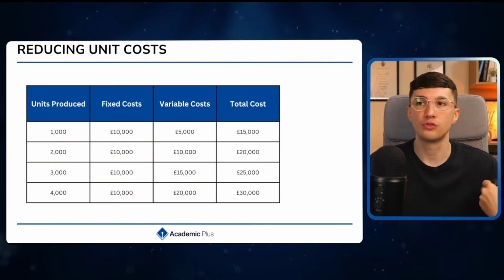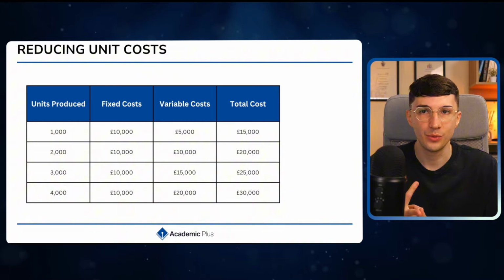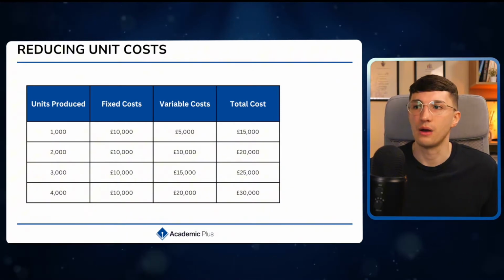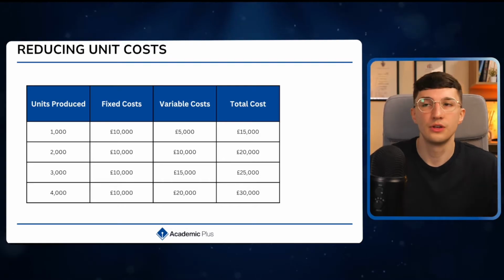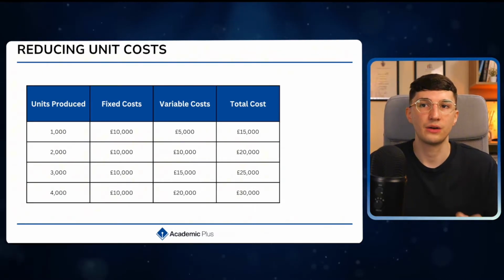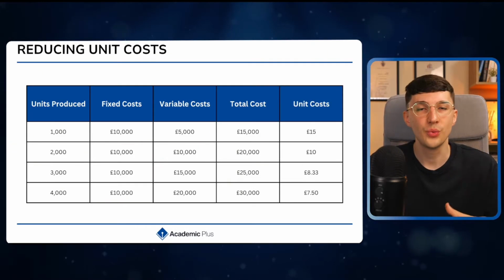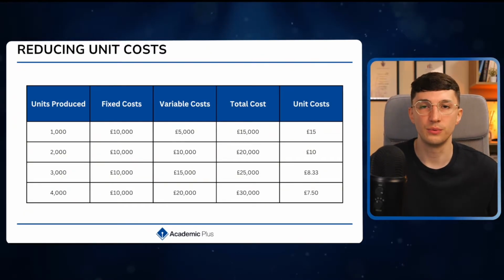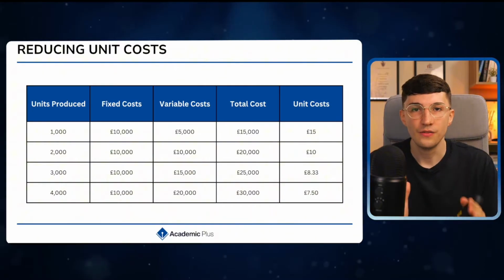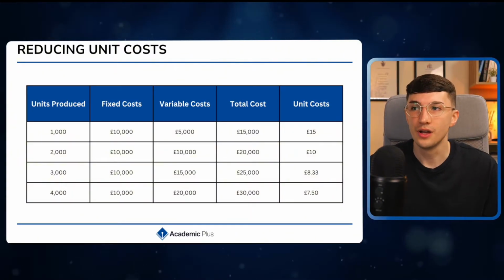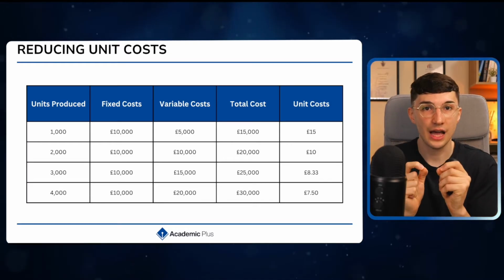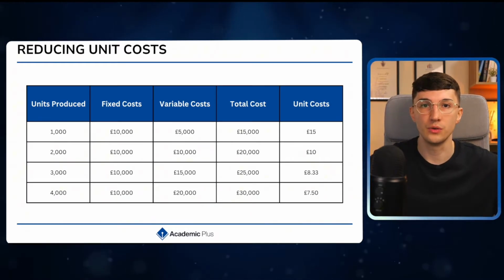Then we want to add those two costs together, the fixed cost and the variable cost. So for 1,000 units produced, total cost is £15,000. For 4,000 units produced, our total cost is £30,000. Now, when we do our unit cost, remember, it's total cost divided by the number of units you produce. You can see that the more units you're producing, the lower the unit cost is, because your fixed costs that have stayed the same are now spread over more units.